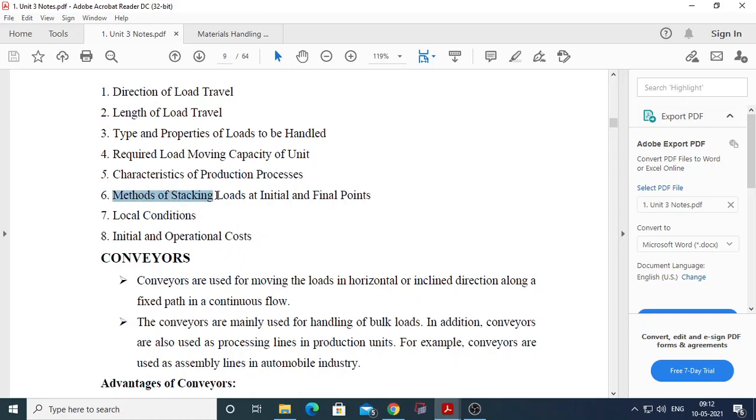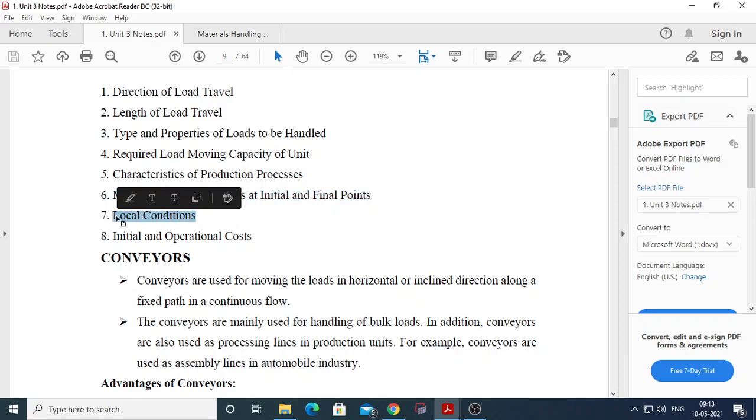Then method of stacking load, initial and final points. The first important thing is you have to select the loading and unloading point under the method of stacking load and initial and final points. Then again they are converted into bulk and unit load. Then you have to choose the equipment.